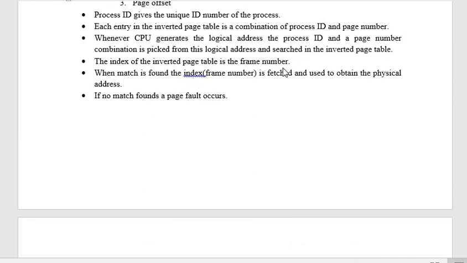So when a match is found, that index value, which represents the frame number, is fetched and used to obtain the physical address. If no match is found, it tells us that there is a page fault probability.